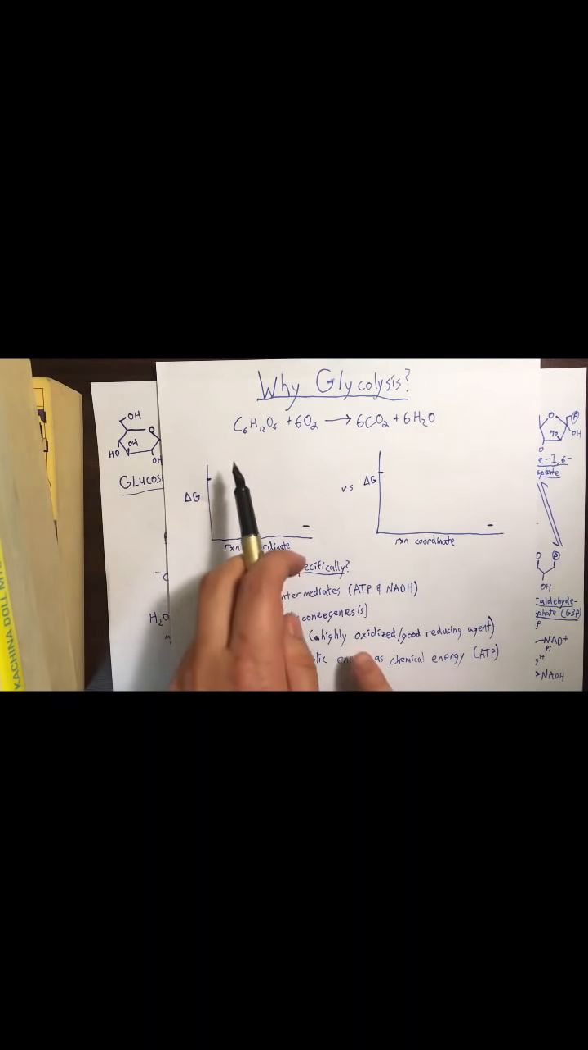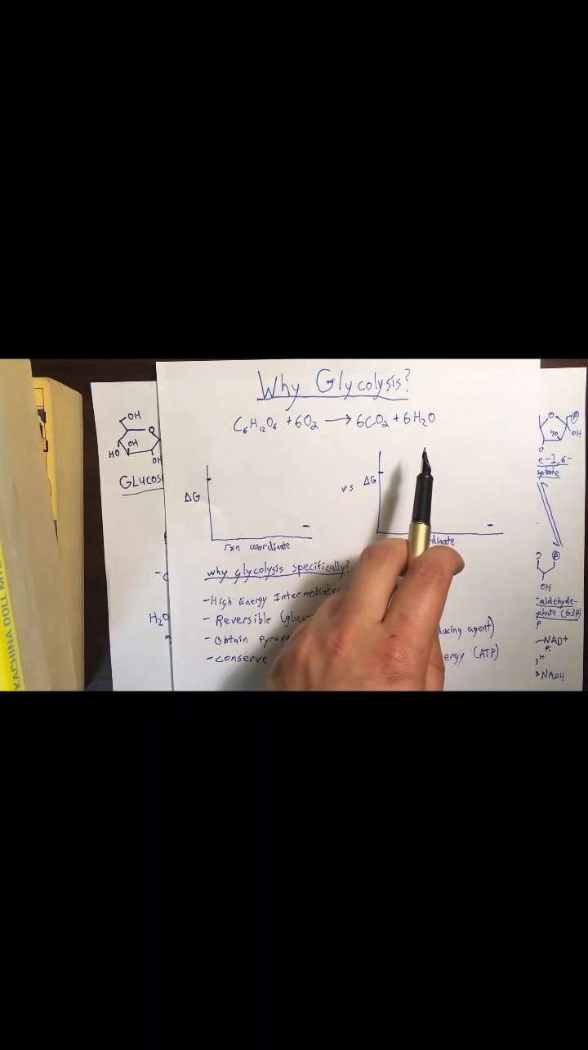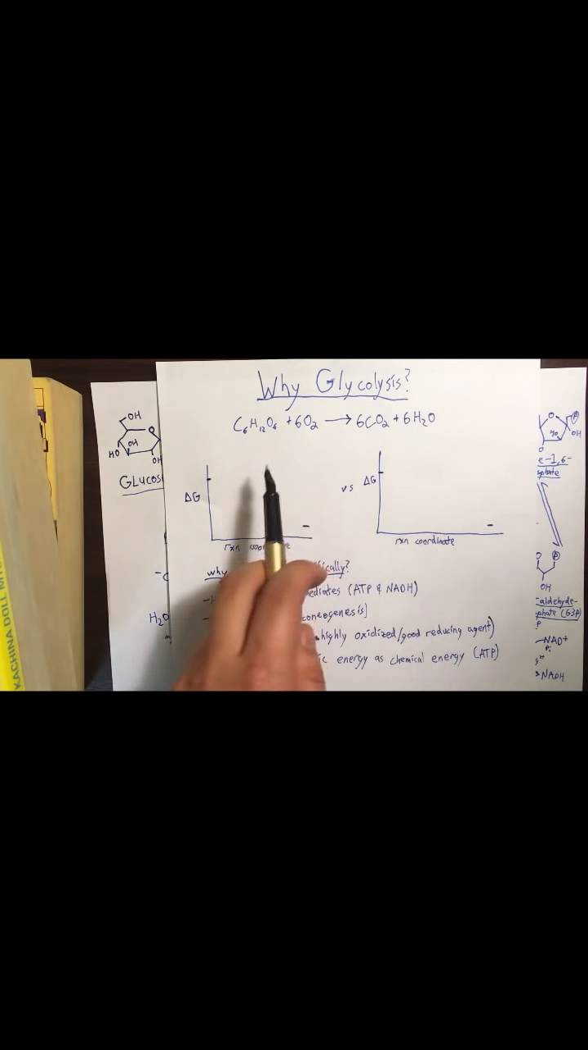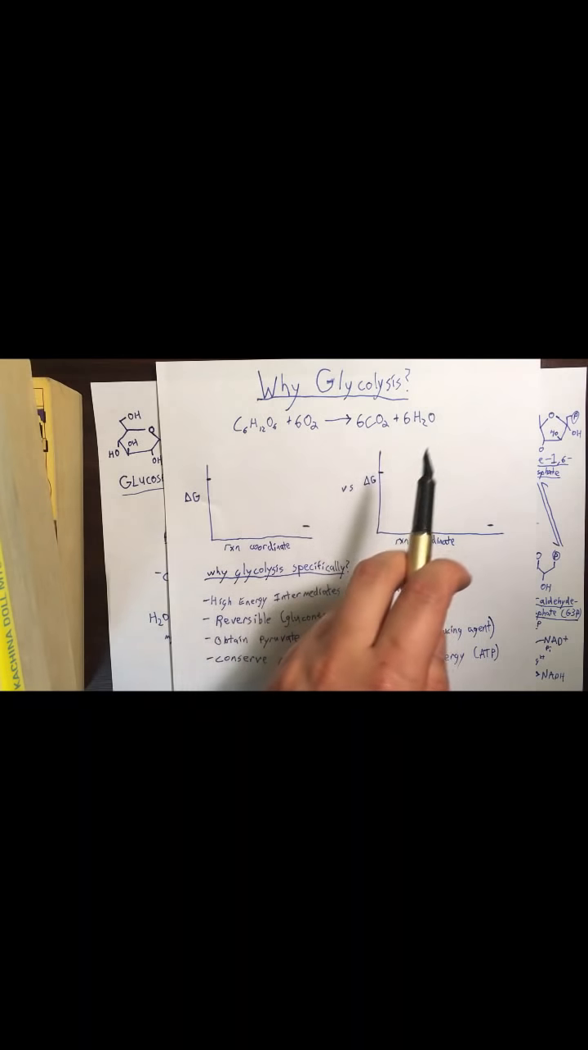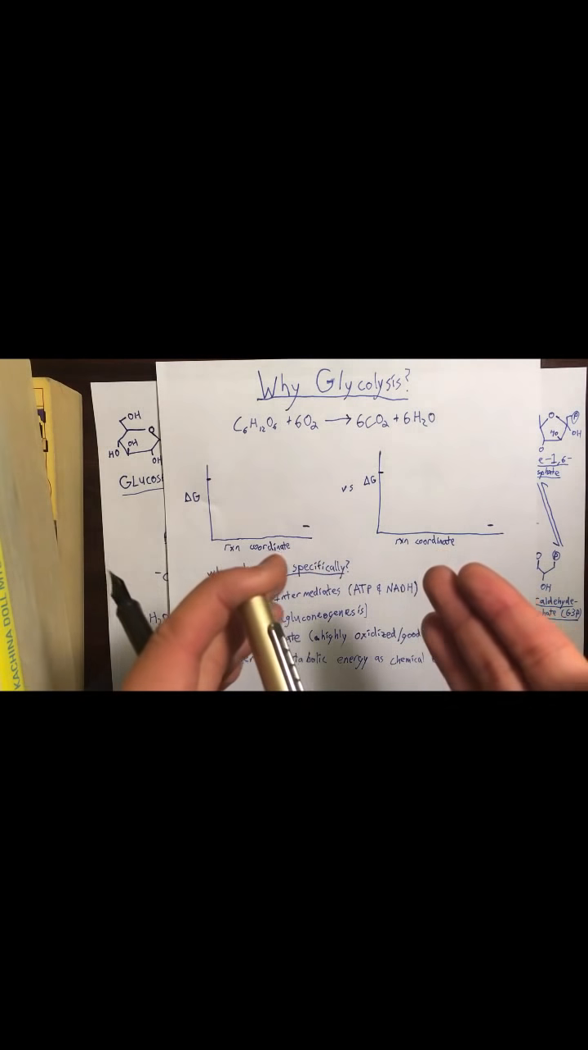Well, this right here is the equation for cellular respiration. You've probably seen it before in other classes. C6H12O6 plus 6O2 goes to 6CO2 plus 6H2O. And that's really what this entire process of cellular respiration is for. Glycolysis is the first step in that process. But why do we take so many steps to get there?